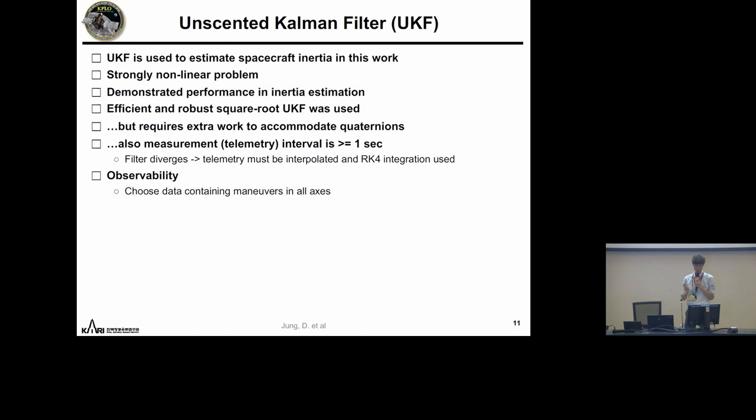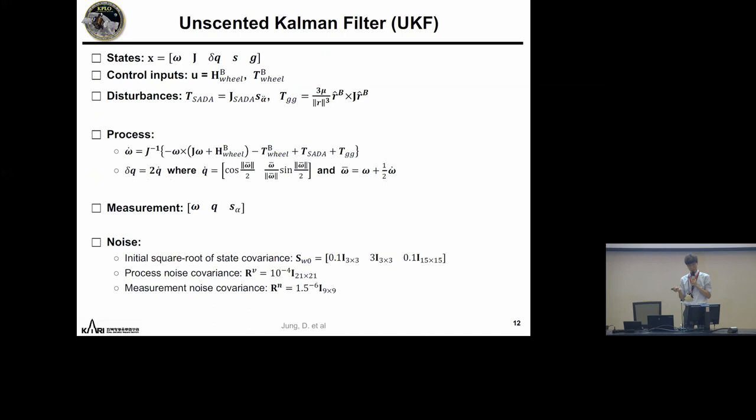So we use an incentive Kalman filter to figure out the moment of inertia. Fortunately, there was a lot of data, so we found some data where we can make the filter observable. Unfortunately, the telemetry interval is very coarse, one hertz, and some of it is even worse, like 0.25 hertz or 0.1625. So we had to do a little bit of interpolation. This is basically just an incentive Kalman filter.